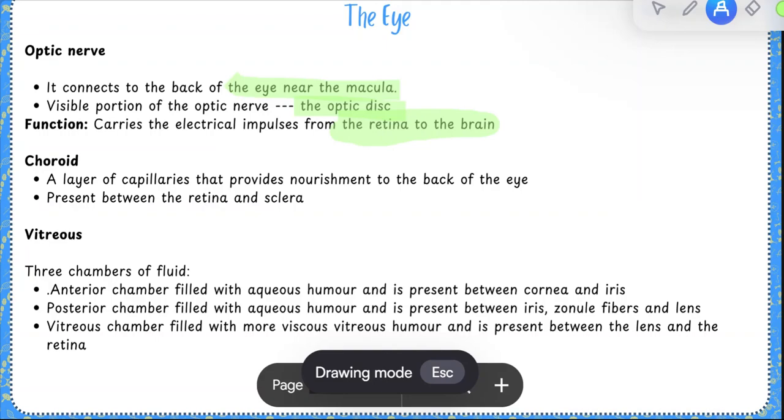Then you have the choroid layer, which is a layer of capillaries that provides nourishment to the back of the eye, and it is present between the retina and the sclera. Then you have the vitreous humors. ठीक है, अब तीन chambers होते हैं that are fluid filled.